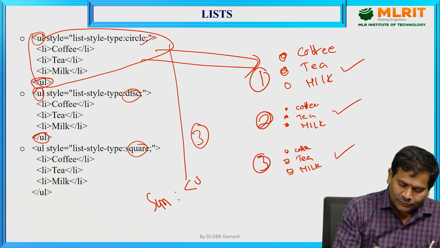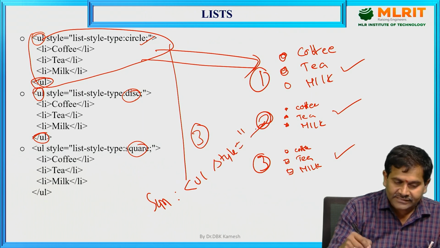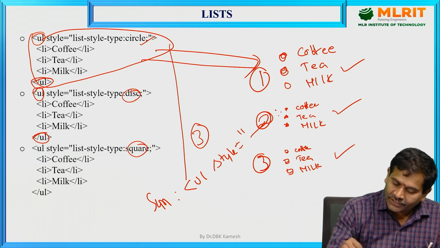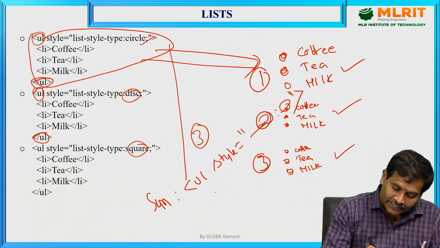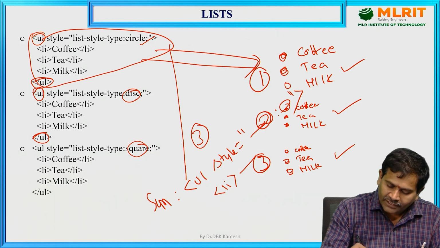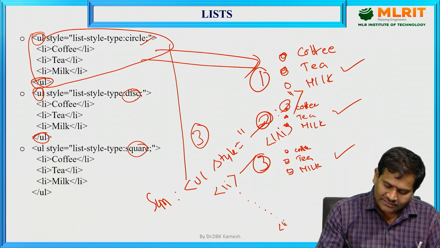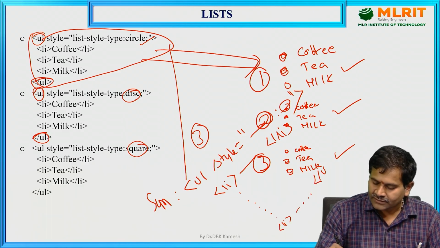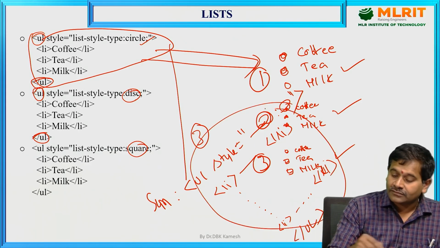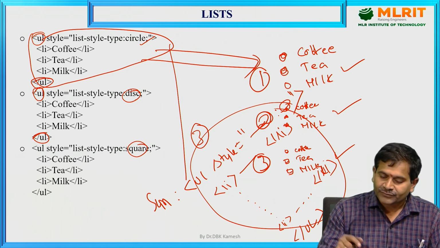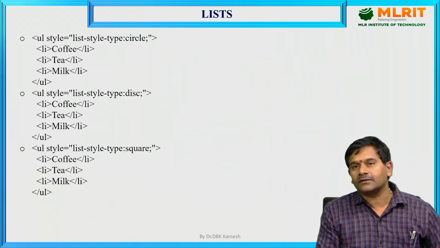Usually, UL style is equal to list style colon, followed by whatever value you need to give, then the closing bracket. Then write whatever content in LI, followed by your content, then close LI. However many LIs you require, you can give, up to the last LI, then finally the closing UL. This is how it is used in the web browser. So first one, second one, third one are the different notations which I have given in the model.